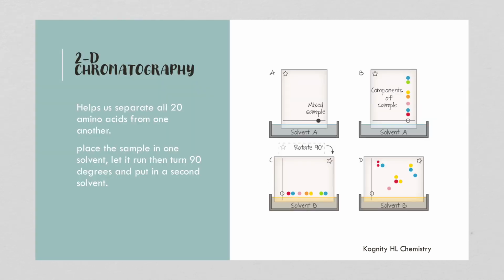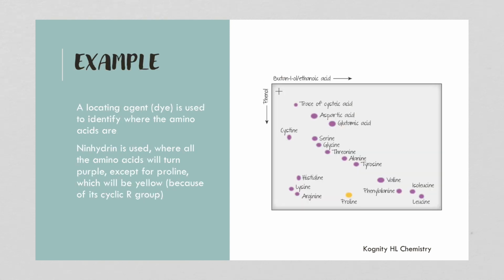2D chromatography is kind of fun because it can actually help you to separate all 20 of the amino acids from one another. So you actually will put your sample in 2 solvents. You'll put it into solvent A, let it run, so you can see that they've all transferred this way. And then you rotate it 90 degrees and then run it again. So then now you have all these particles separating. In this example you can see how they've moved in different ways. That will help us understand better some of the properties and the identities of some of the amino acids.